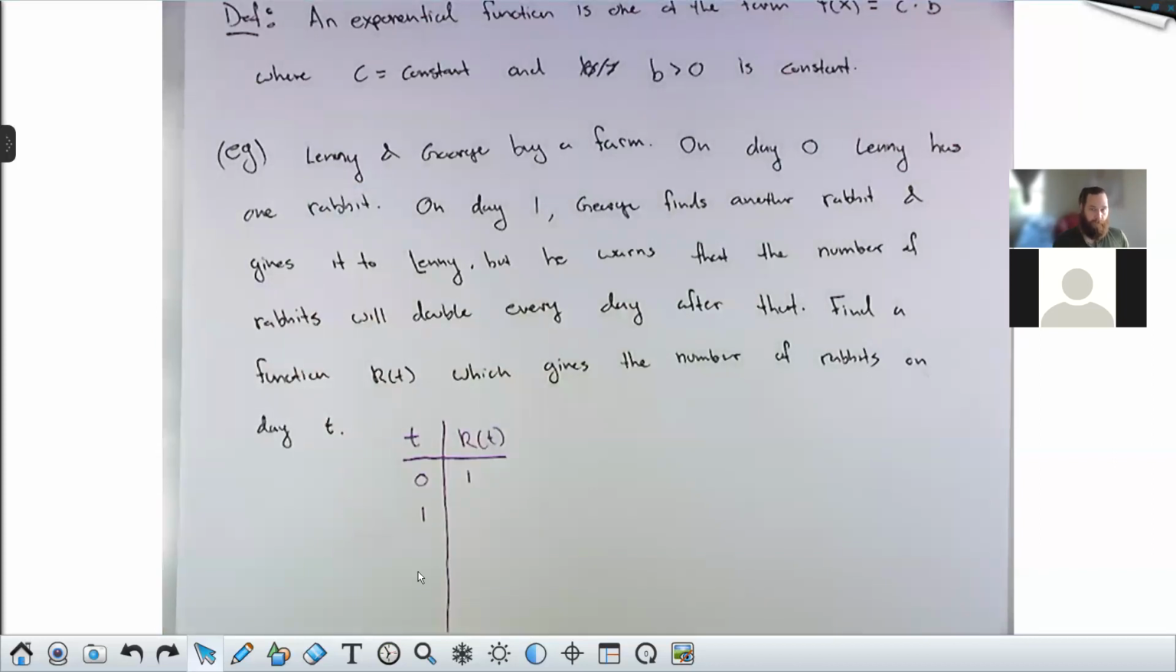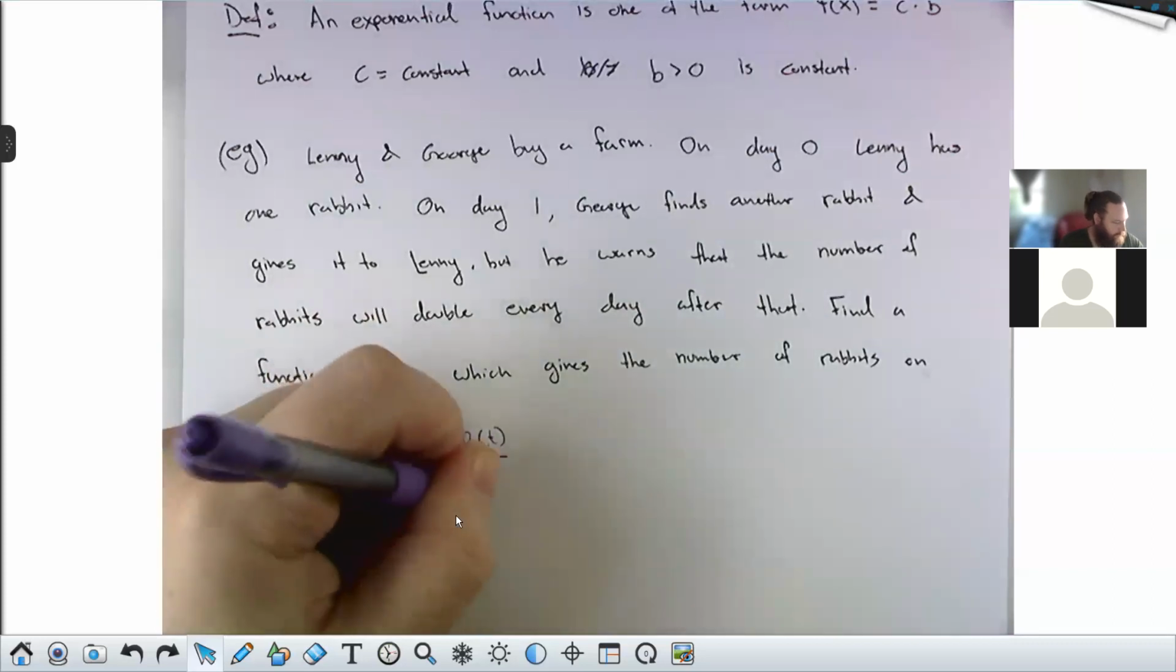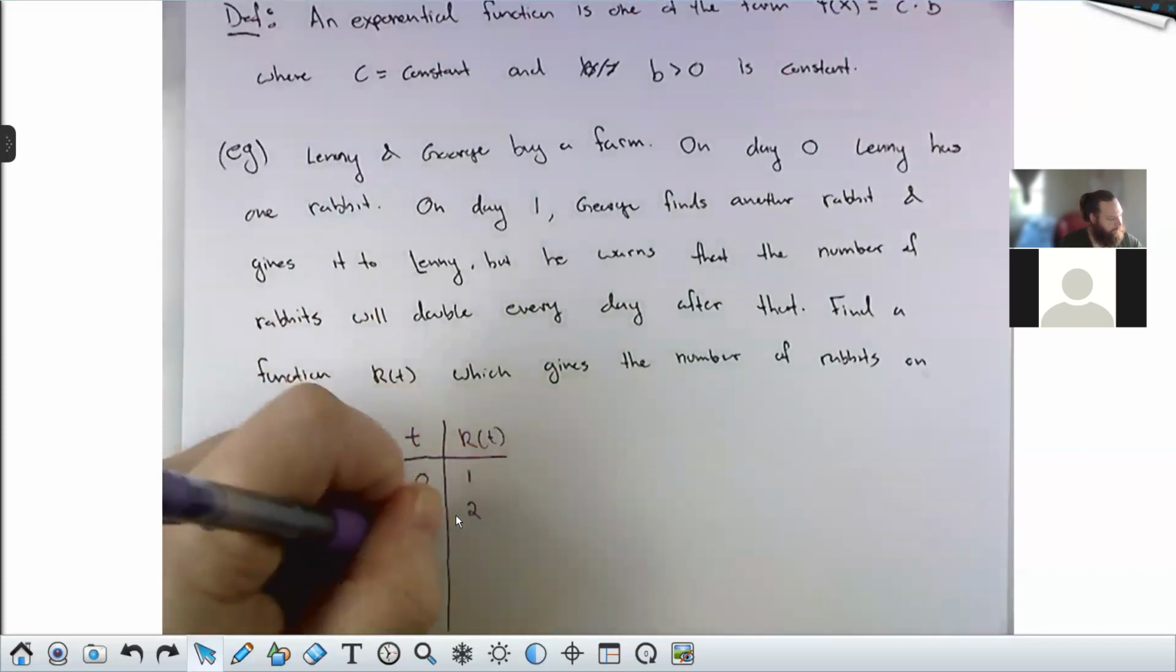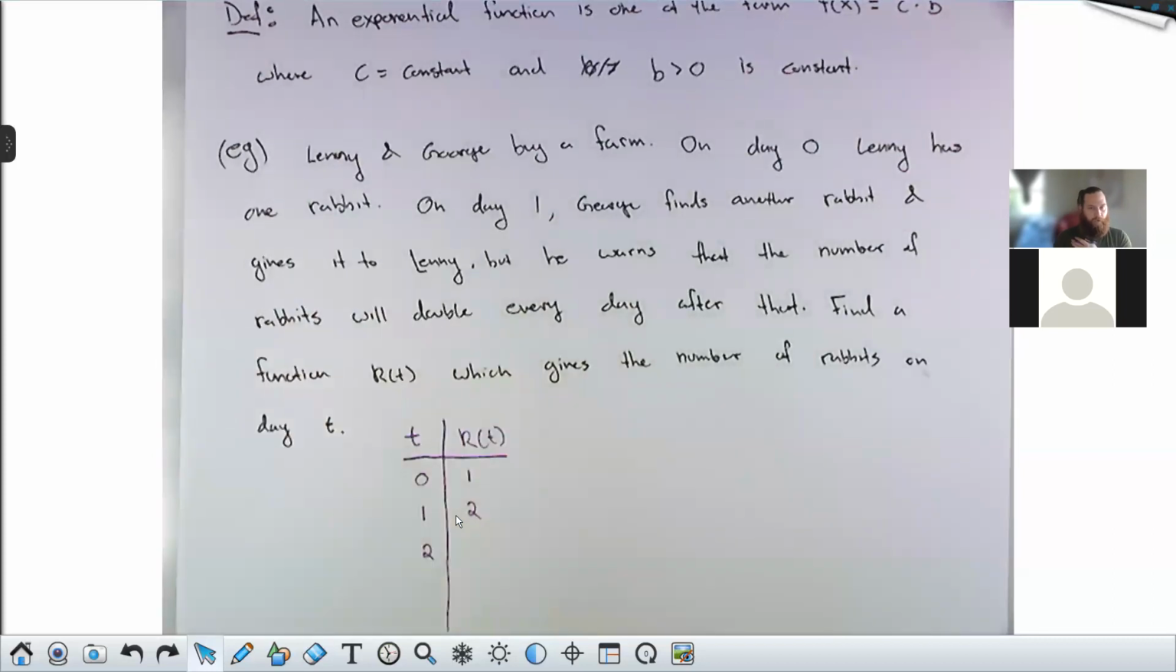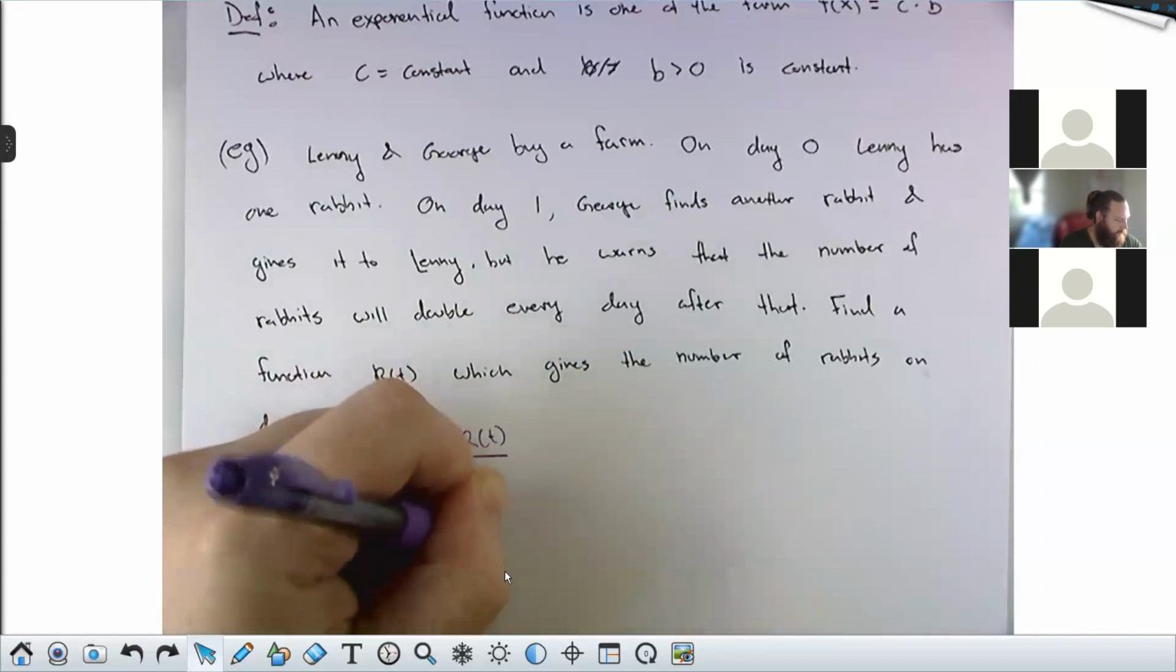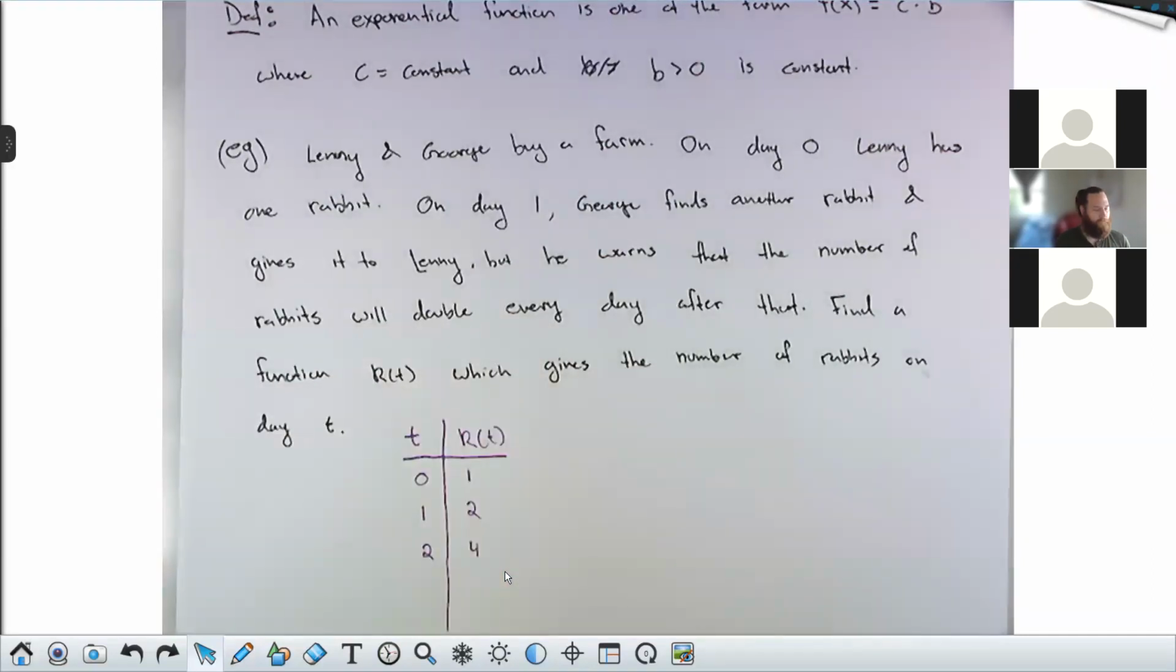On the first day they're living on the farm, Lenny has his rabbit from yesterday, and George finds another one and gives it to Lenny. So Lenny's got two rabbits on day 1. And George tells Lenny, every day after this, the number of rabbits is going to double. So how many rabbits are there on day 2? Four. Yeah, good, right? Every day they double. Yesterday there were 2, so today there's 4.